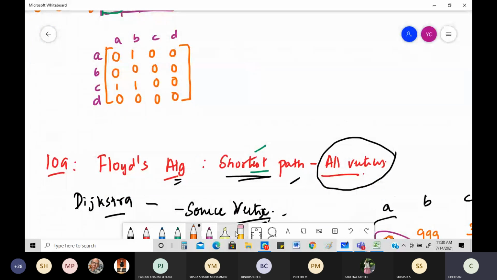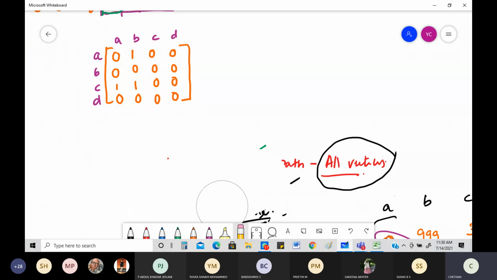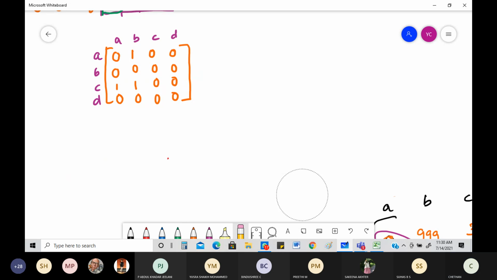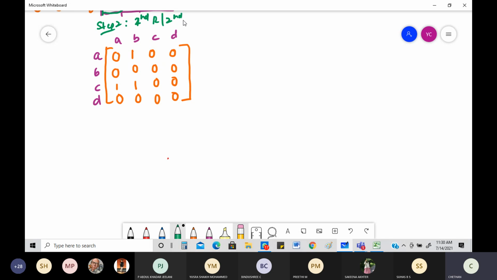Now the next step. Okay, see, I'm getting fluids also. Okay, I'm just going to take it out. Okay, I'm using the same screen. Okay, fine.